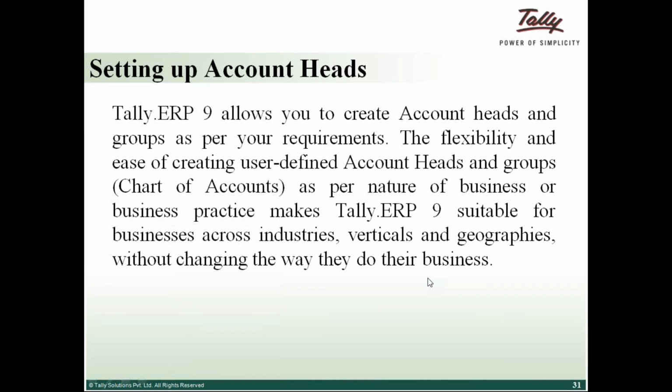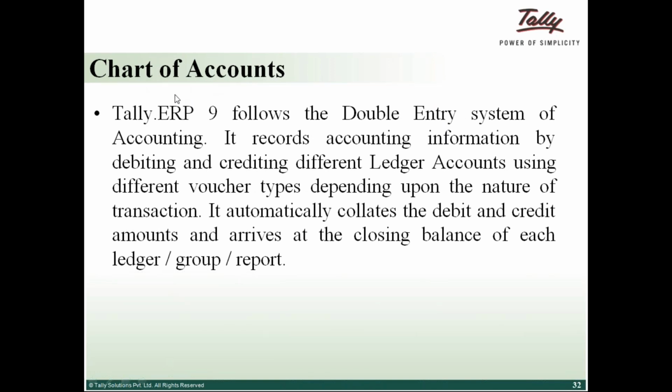Okay, let's see what the chart of accounts is. What do you mean by chart of accounts? Tally ERP 9 follows the double entry system of accounting. It records the accounting information by debiting and crediting. That means the double entry system has two columns, debit and credit, for different ledger accounts, using different voucher types depending upon the nature of the transaction. It automatically calculates the debit and credit amounts and arrives at the closing balance of each ledger and group in reports.